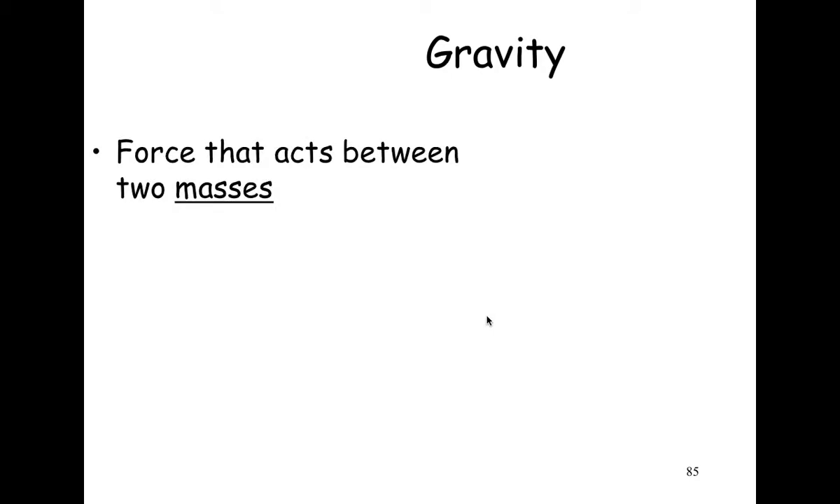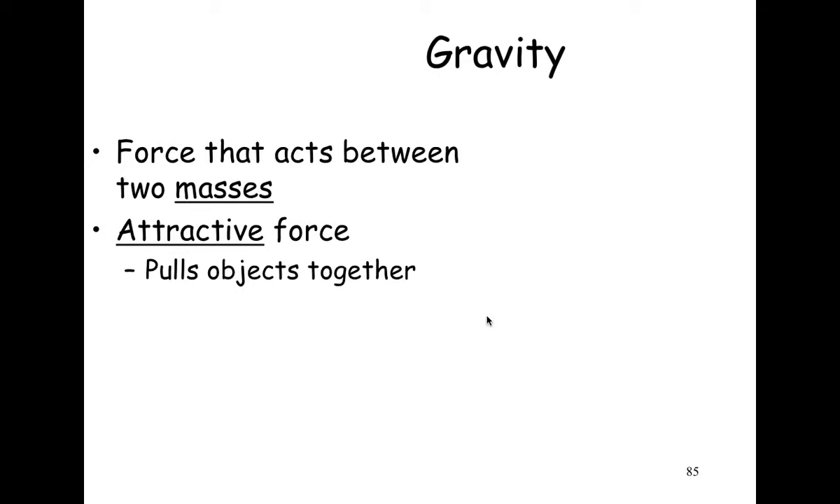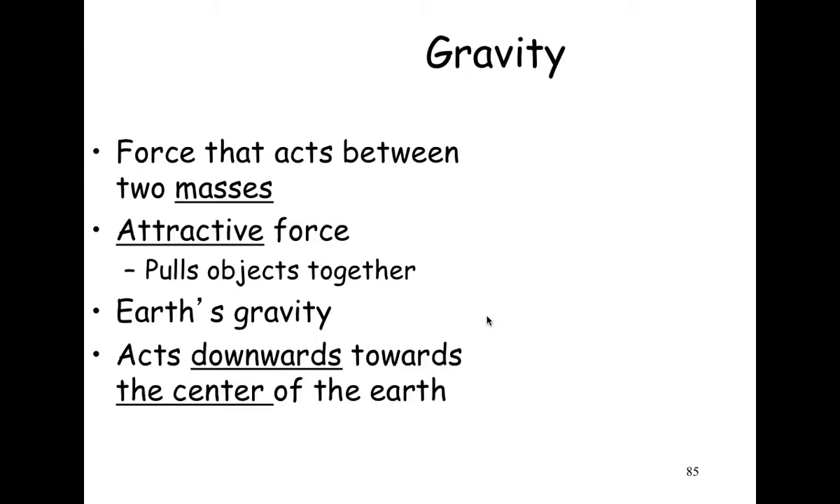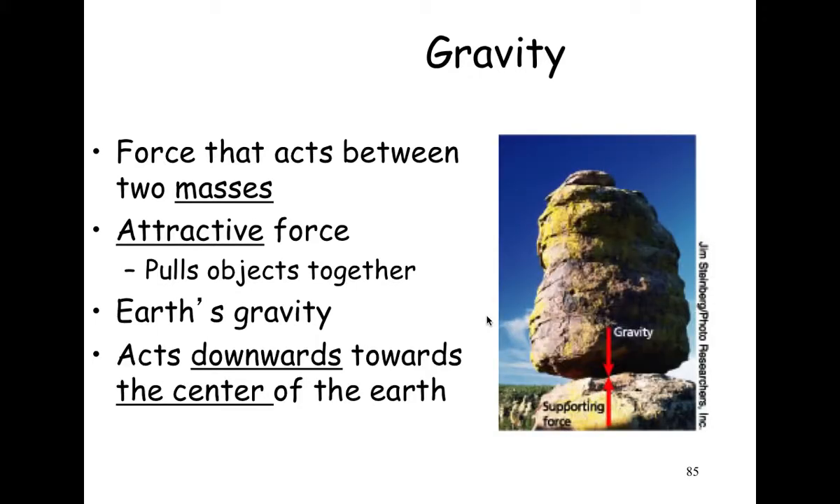Now this also leads us to the concept of gravity. Gravity is a force that acts between two masses. It is an attractive force, and what it does is pull objects together. We know Earth's gravity, and we've talked about it several times already in this unit. It's 9.8 meters per second squared, that's its acceleration rate, but the direction that it pulls is downwards towards the center of the Earth.